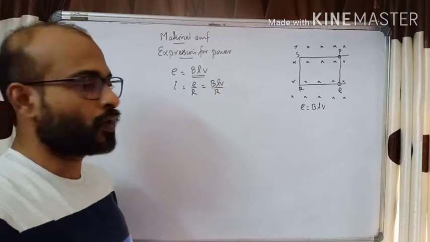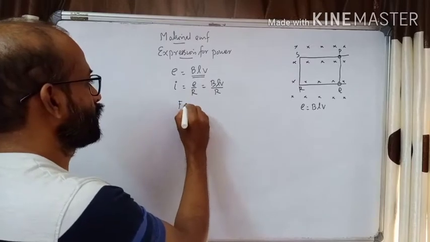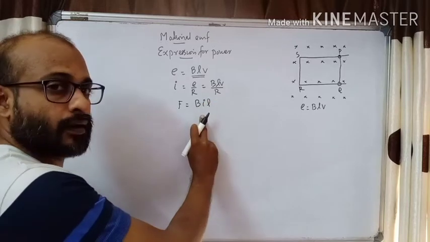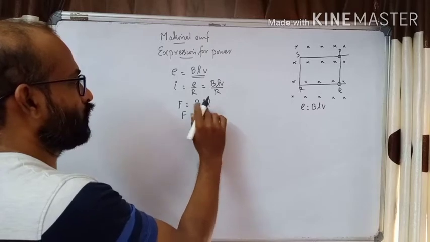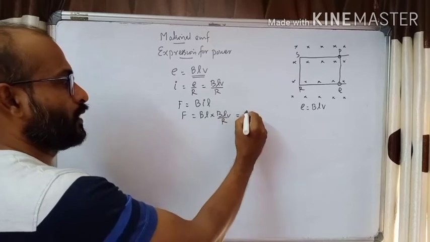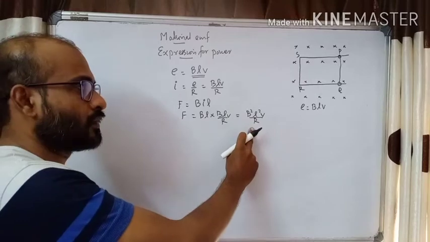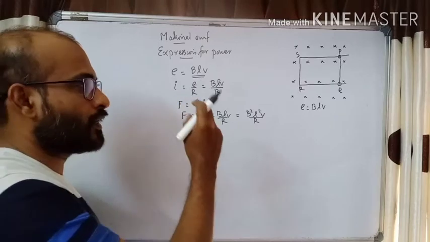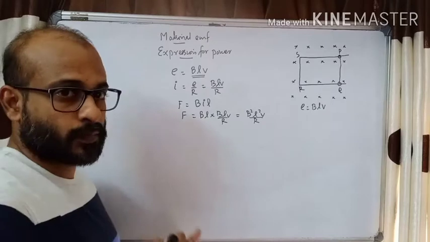If you know the current induced, what can we find now? The force experienced. A current carrying conductor experiences a force, and the maximum force is given by BIL. When you substitute I here, force is equal to B into L into I, and I is equal to BLV by R. So when you multiply, you will get B square L square V by R. This is the force experienced by this current carrying conductor, which moves in a magnetic field.